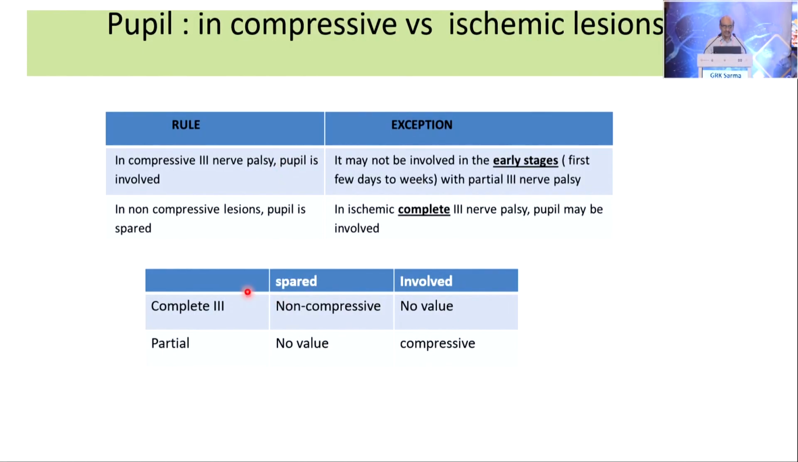So how to understand this rule is that if the patient has a complete third nerve palsy and the pupil is still not involved, it is likely to be non-compressive. If the patient has a partial third nerve palsy and the pupil is already involved, it is likely to be a compressive lesion.